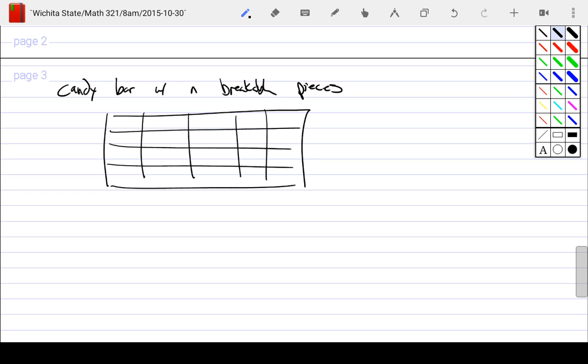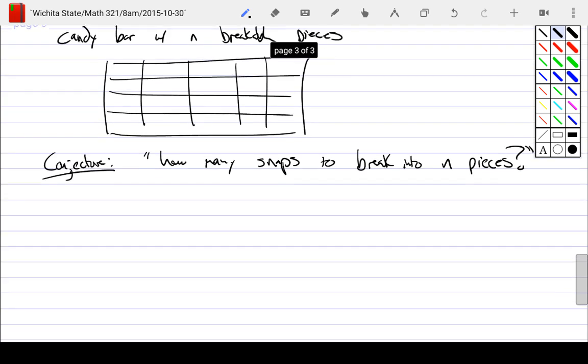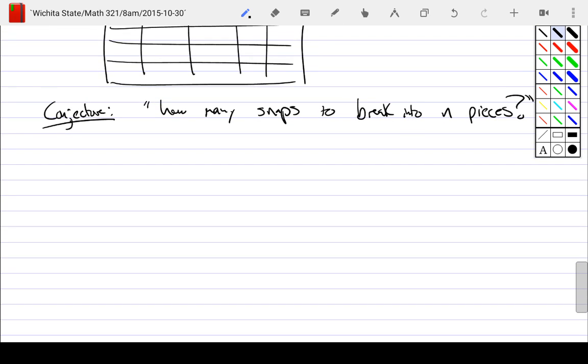So this is what I'm going to propose. What's your conjecture? How many snaps to break into the n pieces? Give me a conjecture on that. All right, we'll start off with this. n equal to 1. How many snaps do you have to do? None, you just eat it, right?